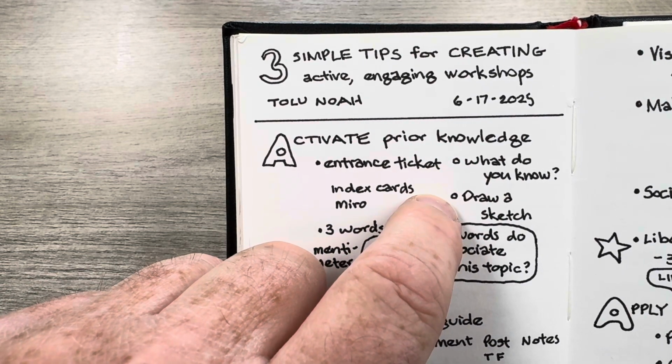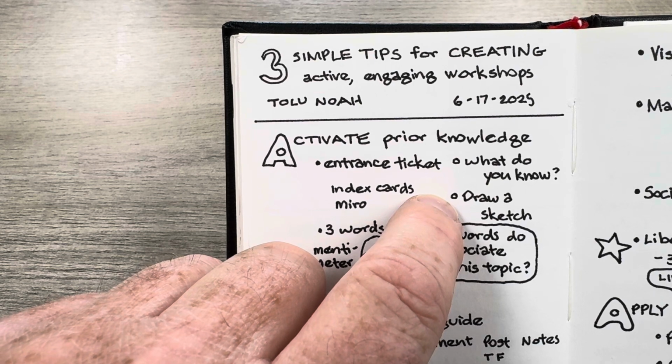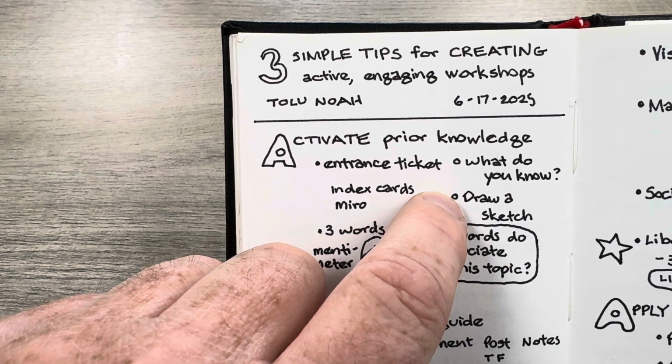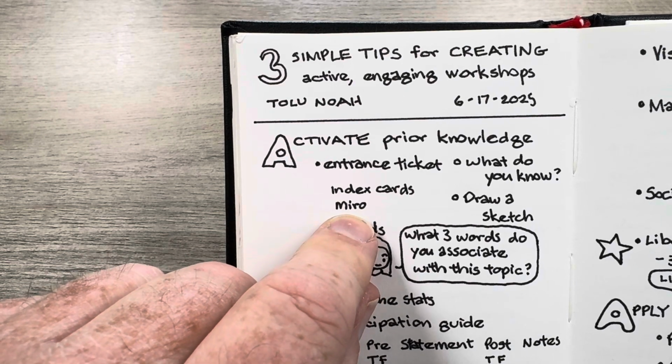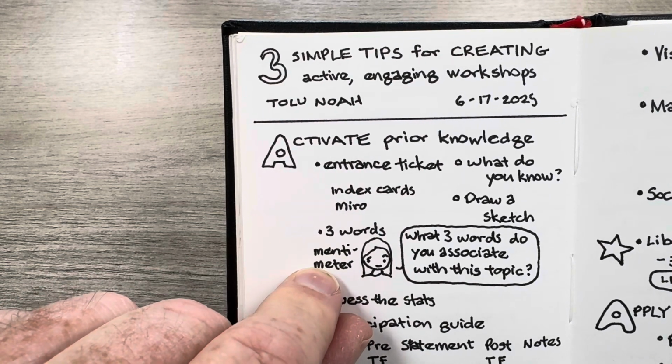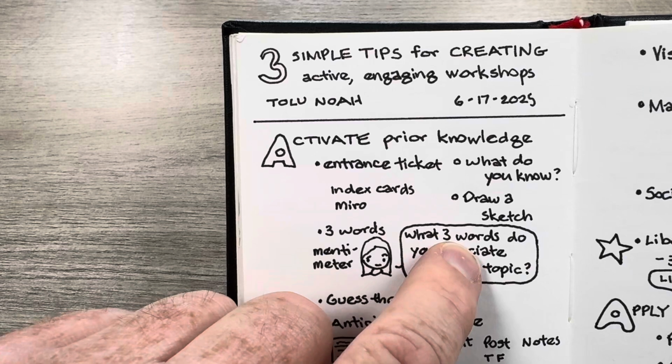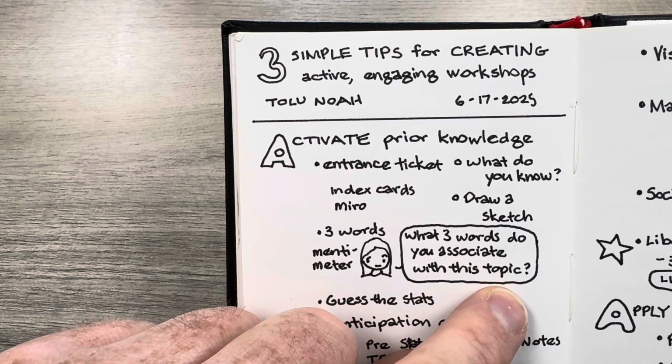Or you draw a sketch, draw a concept map of this topic to see how much you know. You can do this on index cards. You can use an app like Miro. I like the one called 3 words. What 3 words do you associate with this topic?